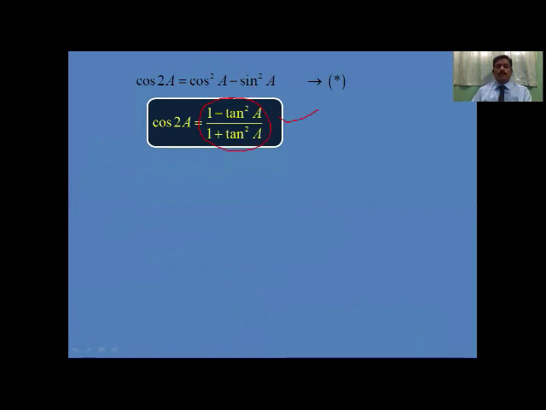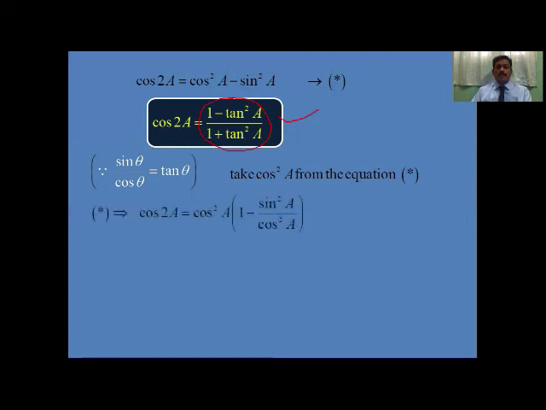To derive this formula, if you observe your right hand side, it is in the form of tan. So we know that sin theta by cos theta equal to tan. So to get the tan form, we are going to take cos square A from the equation star. If you take cos square A from the equation star, the equation becomes cos 2A equal to cos square A into (1 minus sin square A by cos square A).